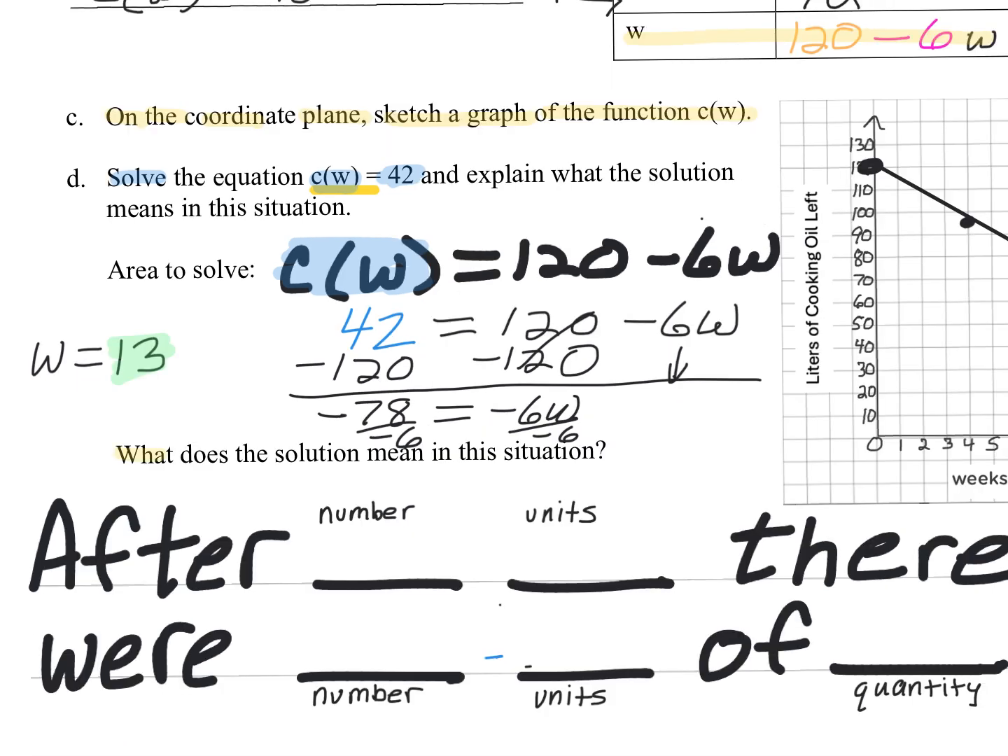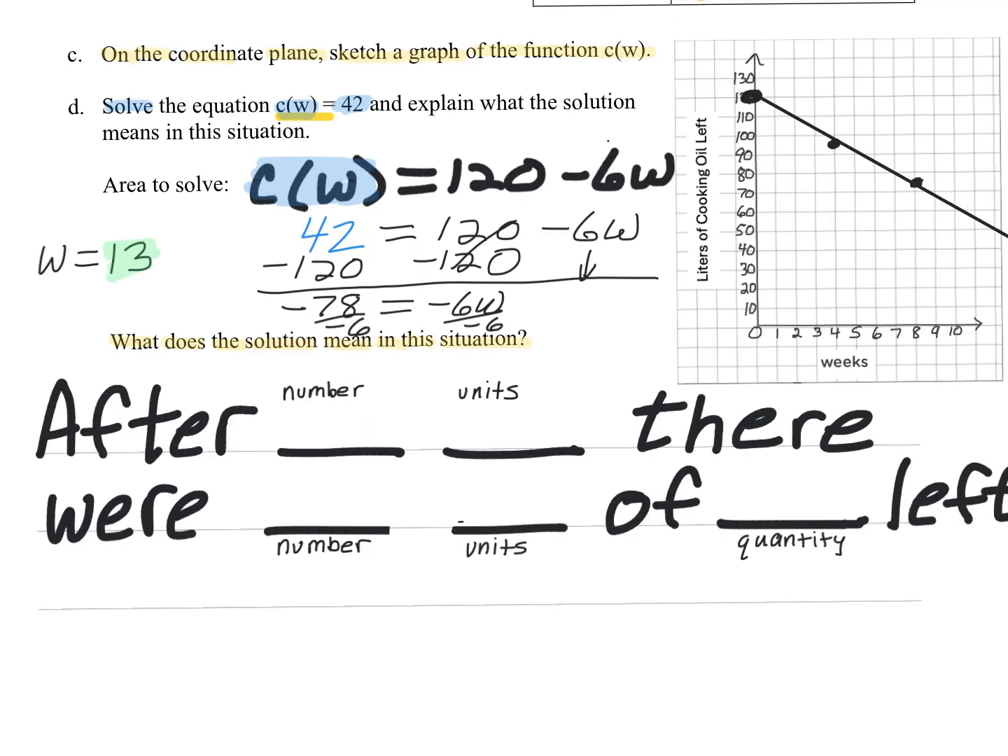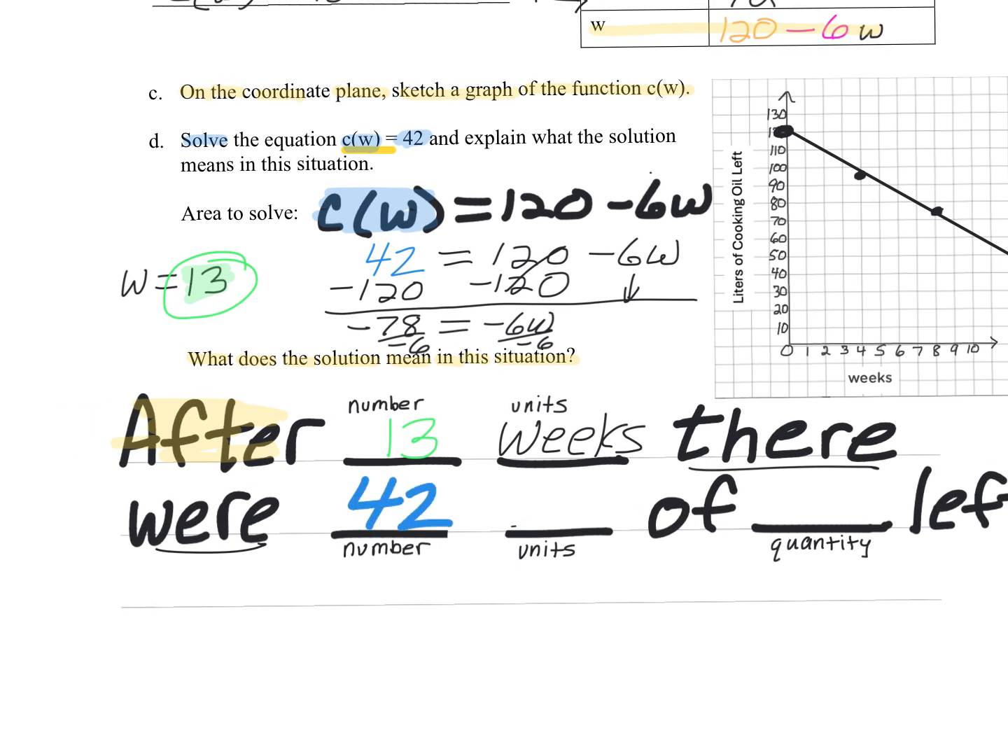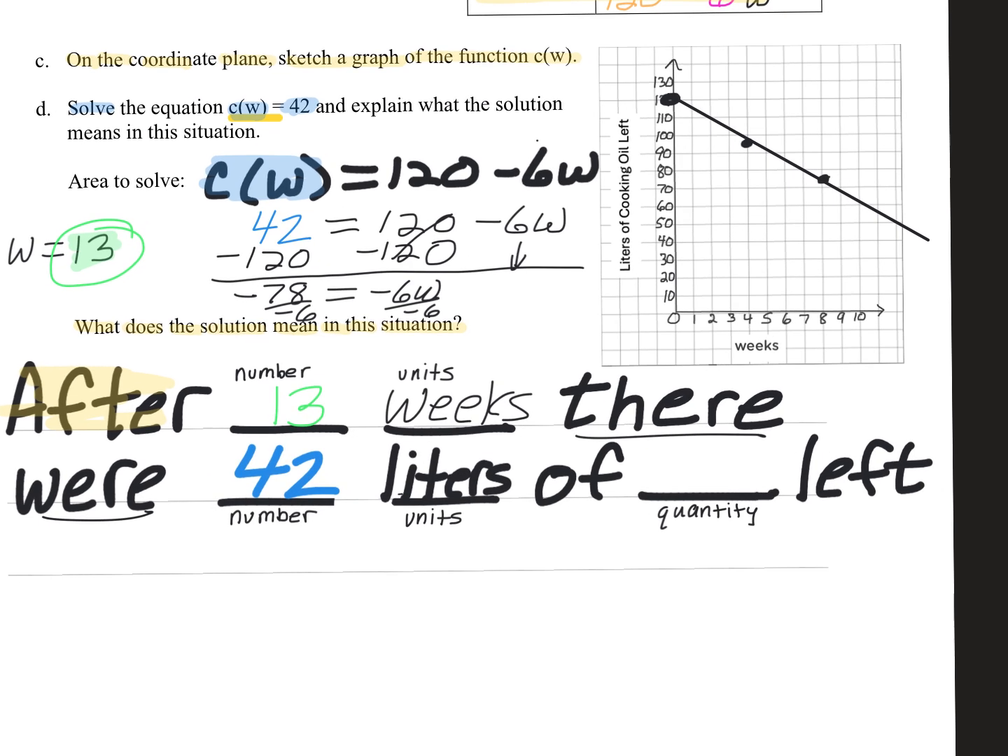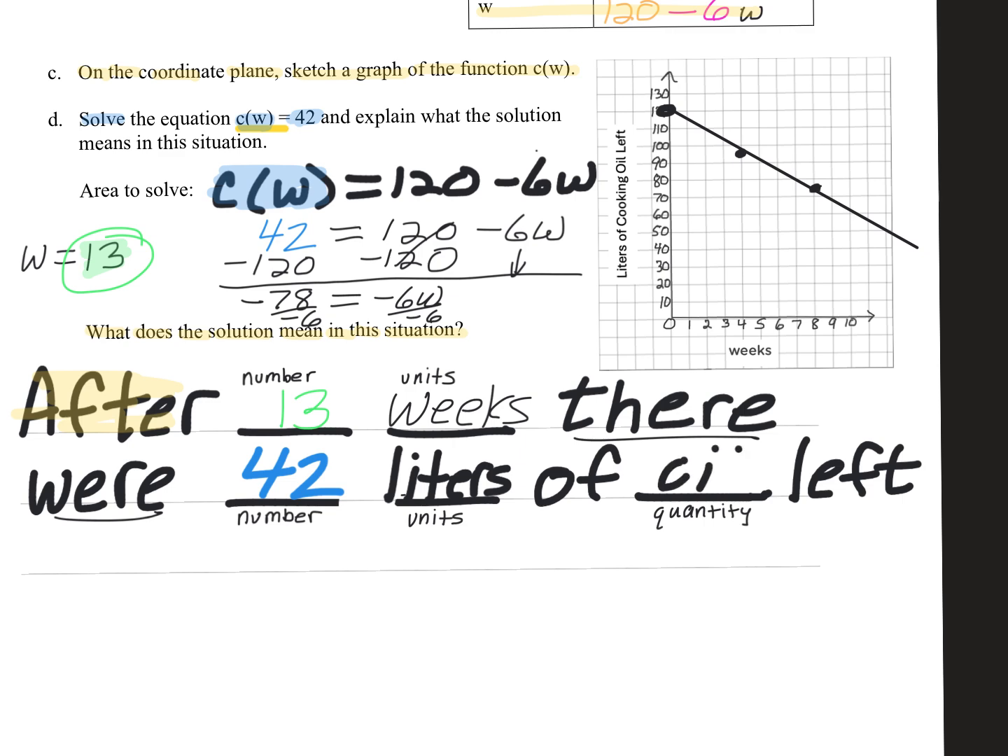Last question, what does the solution mean in this situation? After 13, where did I get the 13 from? Right here. And this is 13 weeks. There were 42 liters of oil left.